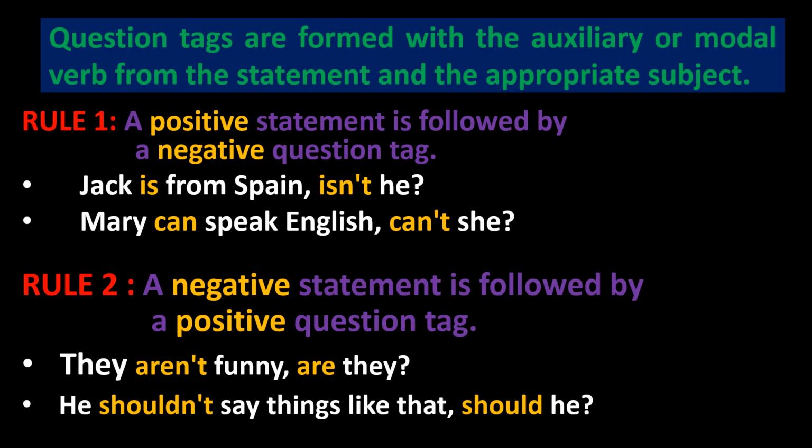The statement is positive, so we use the negative question tag isn't he. In place of Jack, we use the pronoun of Jack, he. Jack is from Spain, isn't he? Mary can speak English, can't she?